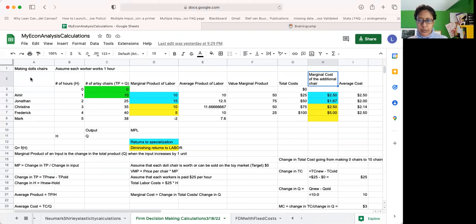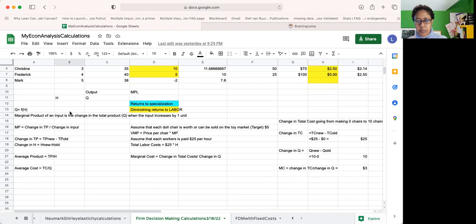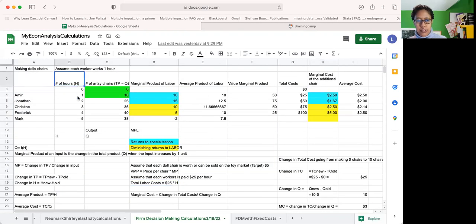So just to go over it, we've got a set of workers. We assume a couple things. They each work 1 hour. We also assume that they are being paid $25 an hour. So our total labor cost is 25 times H, where H is the number of hours. And so we look at what they're paid to get our total cost, and we assume there are no other costs.